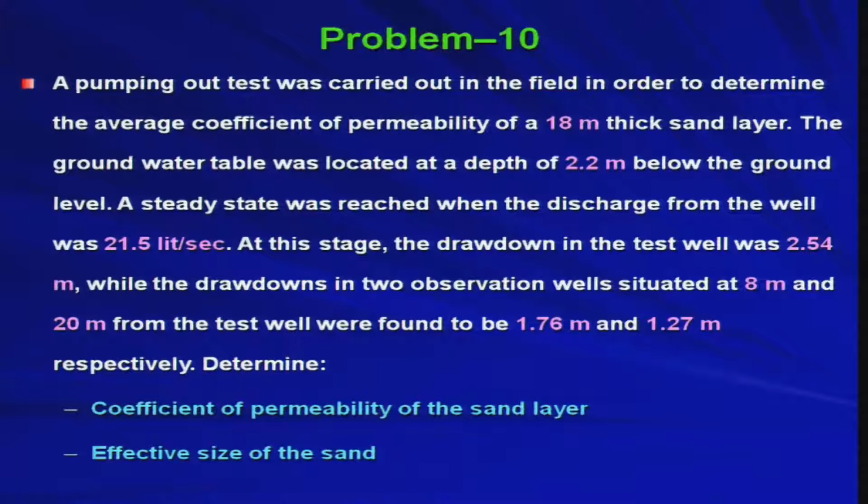At this stage, the drawdown in the test well was 2.54 meter, while the drawdowns in two observation wells situated at 8 meter and 20 meter from the test well were found to be 1.76 meter and 1.27 meter respectively. So, determine the following. First one is coefficient of permeability of the sand layer, and the second one is effective size of the sand. Effective size means D10. You know from the earlier discussion that effective size is nothing but your D10. Okay. Now, let us solve this problem.